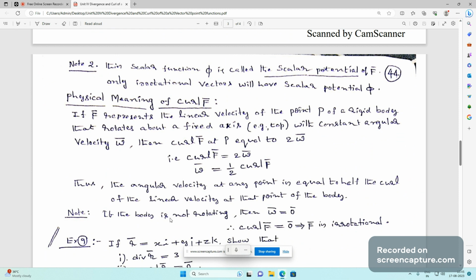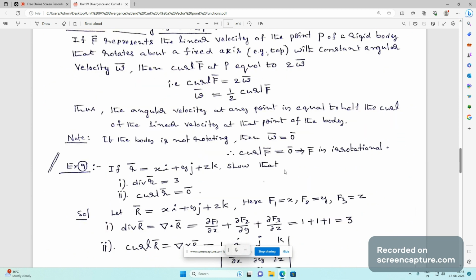If the body is not rotating, then omega bar equals the zero vector. Therefore, curl f bar equals 0 bar. Then f bar is irrotational.